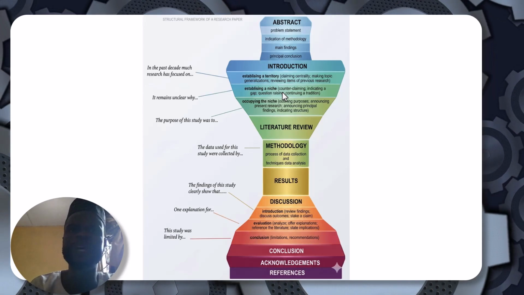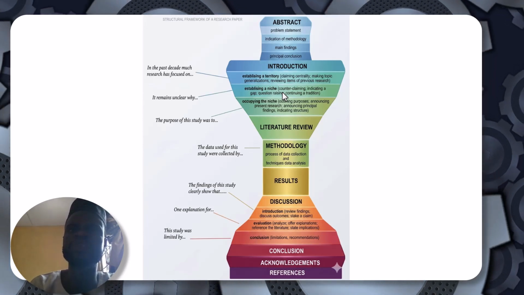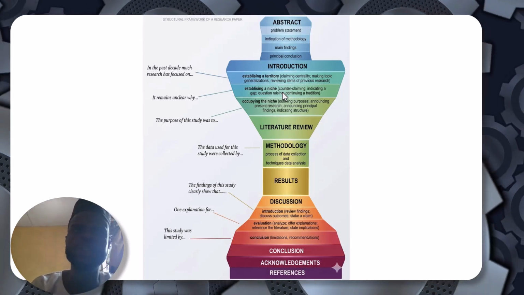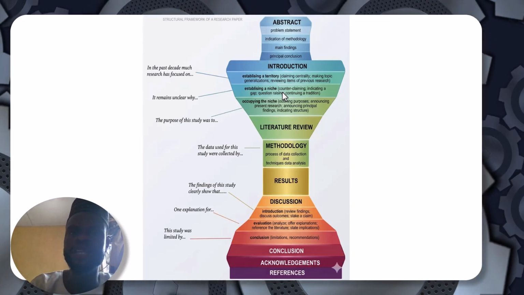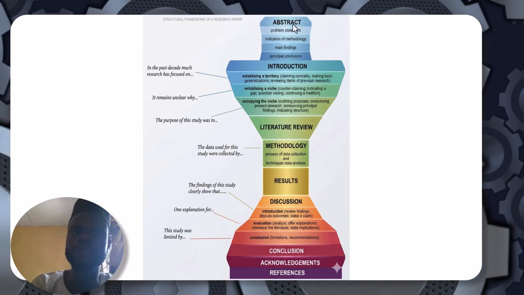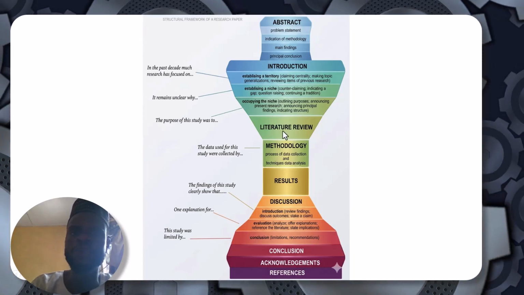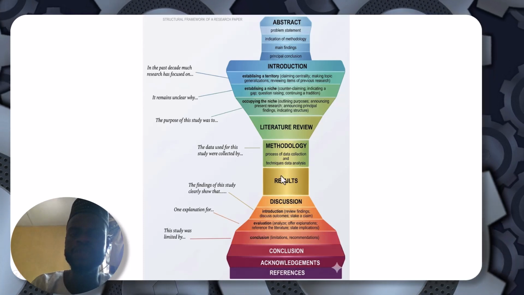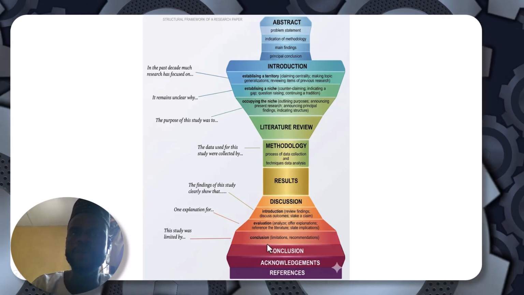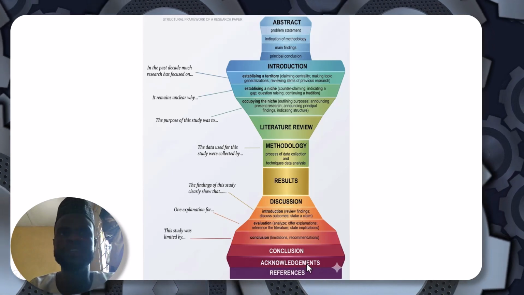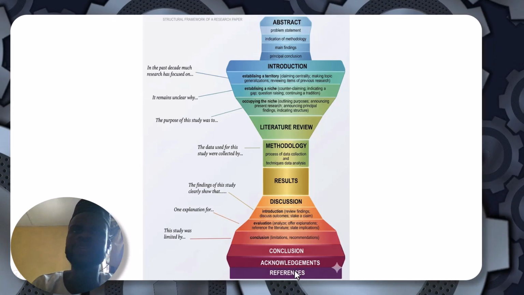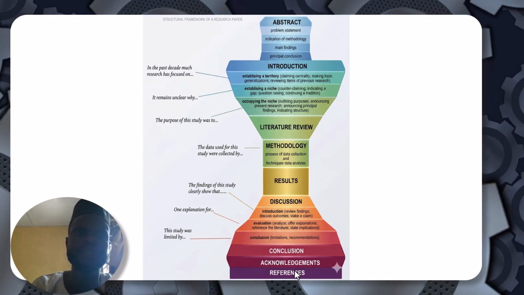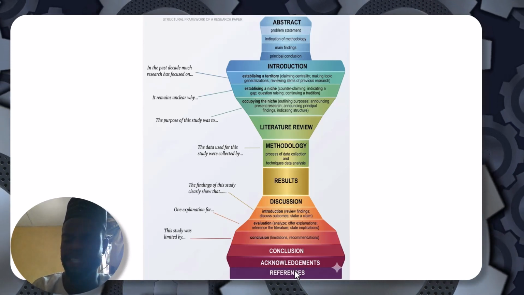A standard research paper usually follows this proven structure, which is abstract, introduction, literature review. As you can see clearly here, we have abstract, introduction, literature review, methodology, results and discussion. Then you have conclusion, acknowledgement, and references. Each section has a specific purpose, and together they create a complete story of your research. Now let's begin with the abstract.